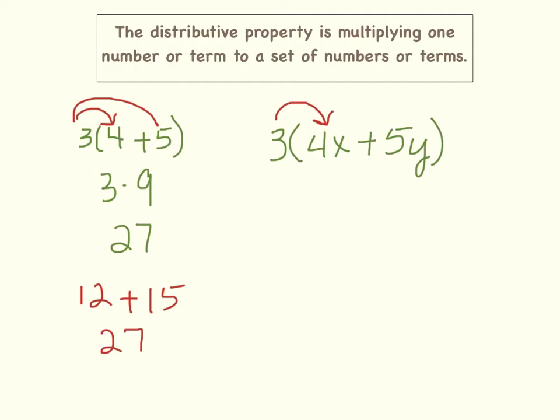So 3 times 4x is 12x. And then I'm going to say 3 times 5y, and that would be 15y. Now it's a positive 15y, so I write plus 15y. Now, because these are unlike terms, this is as simplified as it can get.